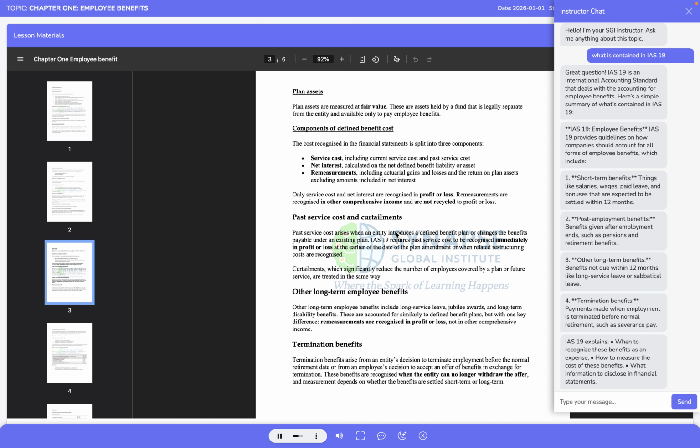IAS 19 requires service cost and net interest to be recognized in profit or loss, while remeasurements are recognized in other comprehensive income and are never recycled to profit or loss.